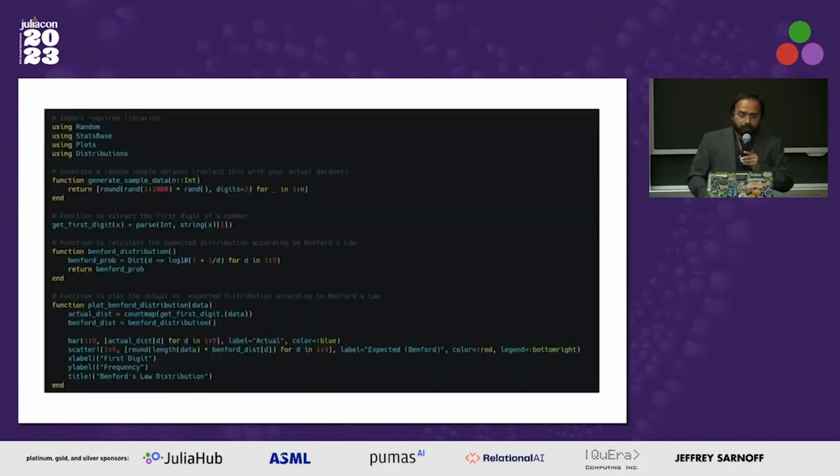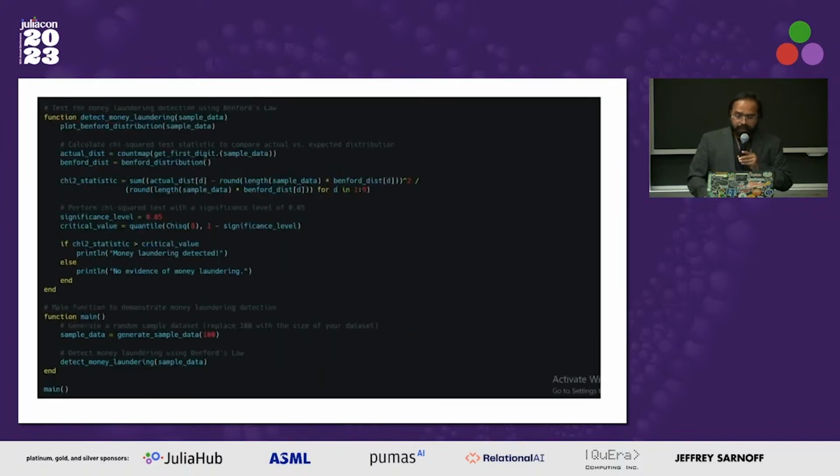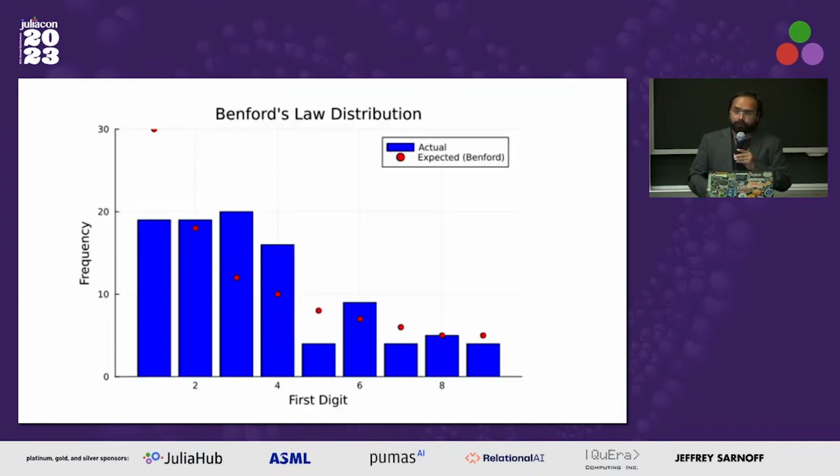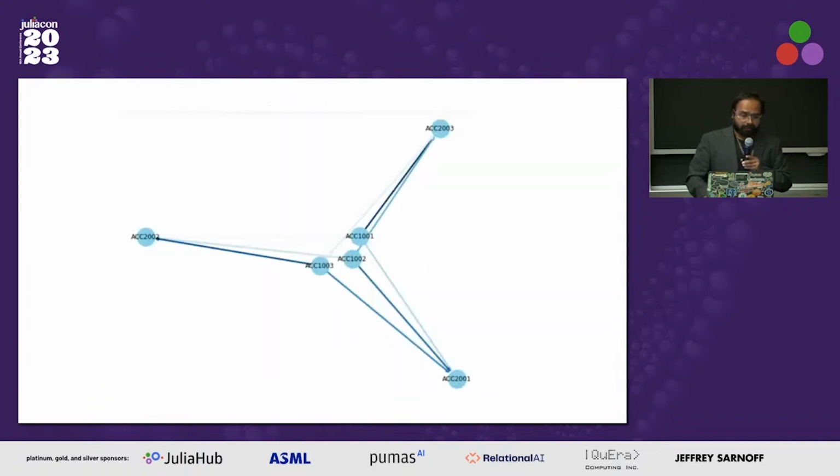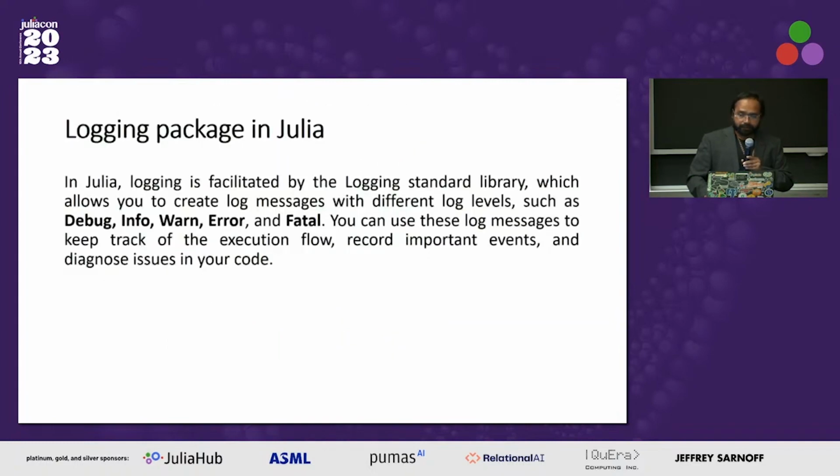So I have written a code here, so you can see here. See this output. For the first case, it is not adhering to the Benford's standard. Now consider this graph. This is following the Benford's standard. So that means there is no money laundering case here. But this is how we can link. Important part, we also need logging packages.